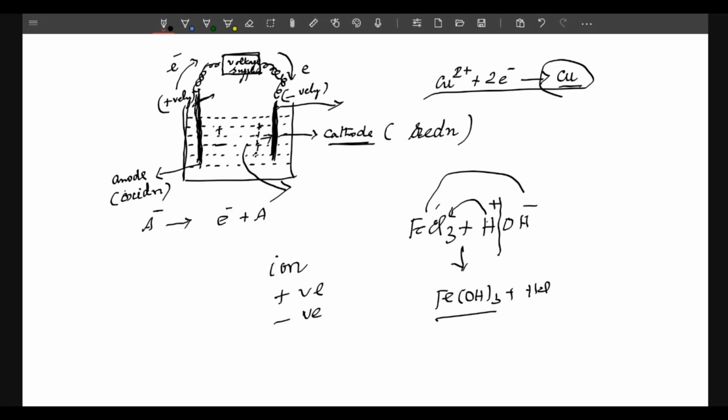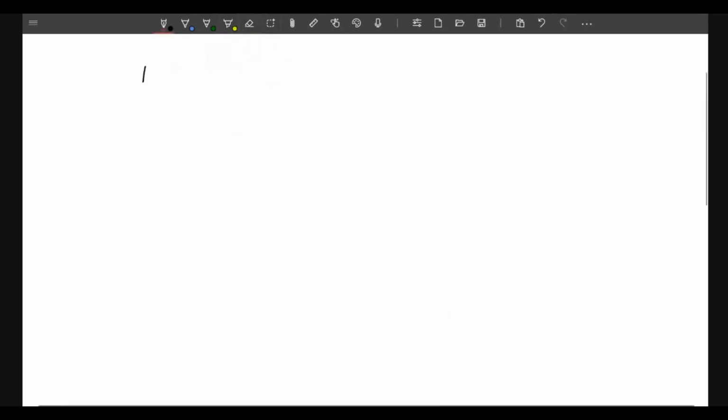Okay, the next step we are going to see is the preferential discharge potential theory.